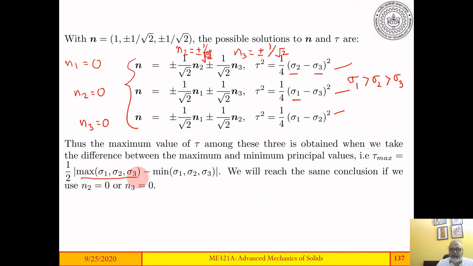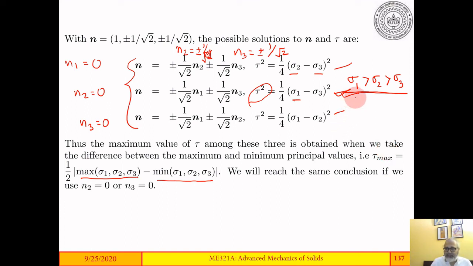You have to take the maximum of sigma 1, sigma 2, sigma 3 minus the minimum of sigma 1, sigma 2, sigma 3. That will give you the maximum value of the shear stress. If you arrange the eigenvalues as sigma 1 greater than sigma 2, sigma 3, then this would be your maximum shear stress. The root of this will give you the maximum shear stress. Okay, so this is the solution to this problem. The maximum shear stress occurs in the plane spanned by the eigenvector corresponding to the maximum eigenvalue and the eigenvector corresponding to the minimum eigenvalue, at a direction of 45 degrees to the axis.